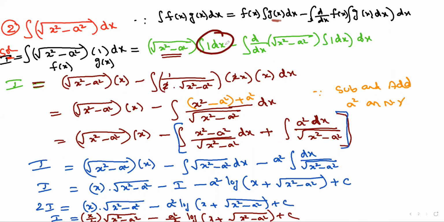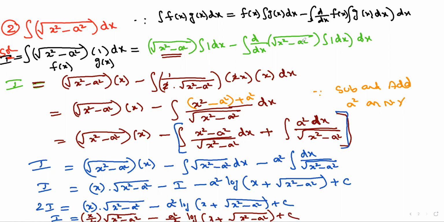In the place of g of x write 1 dx, minus d by dx of the first function, which is root under x square minus a square, integration of g of x dx is 1 dx. So let us take the statement I is equal to root x square minus a square into 1 dx; the value we get is x. Derivative and integration get cancelled. Minus, the differentiation of the root function is 1 by 2 root function. Differentiation of root x square minus a square is 1 by 2 root x square minus a square.